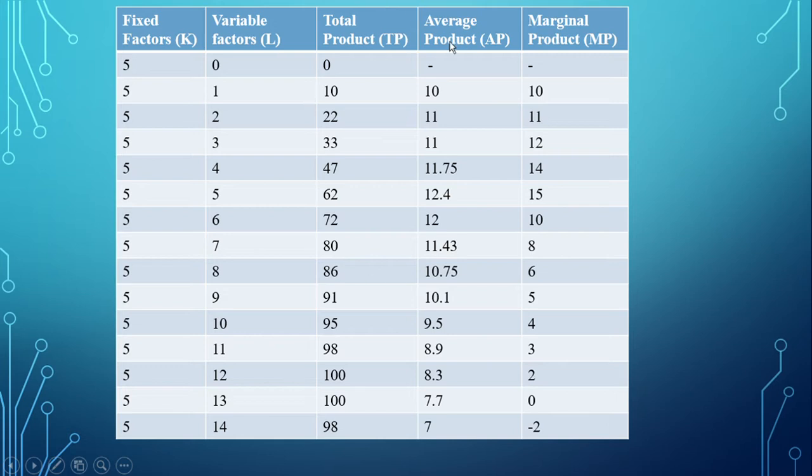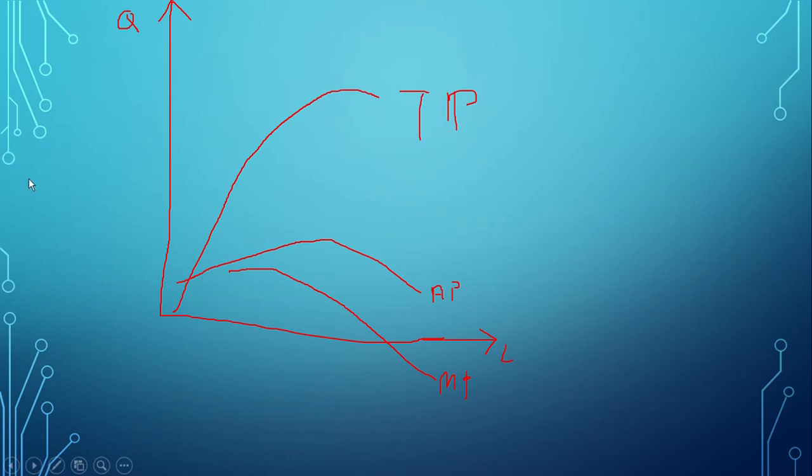Most probably you will get the average production by dividing total production by the number of variable factors, and marginal production will be obtained by change in total production divided by change in variable factors. So it is basically subtracting the previous one from the latter one. And I asked you to draw these three graphs: total product, average product, and marginal product in a graph sheet. So it would appear like this.